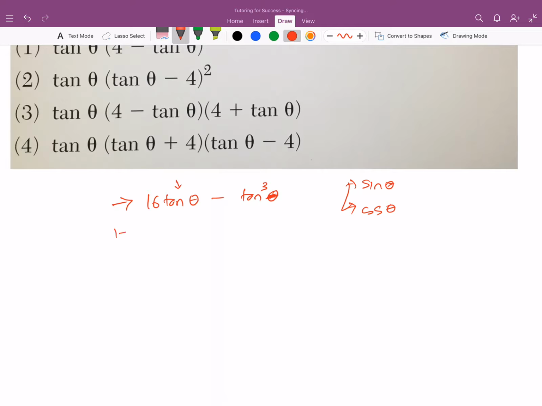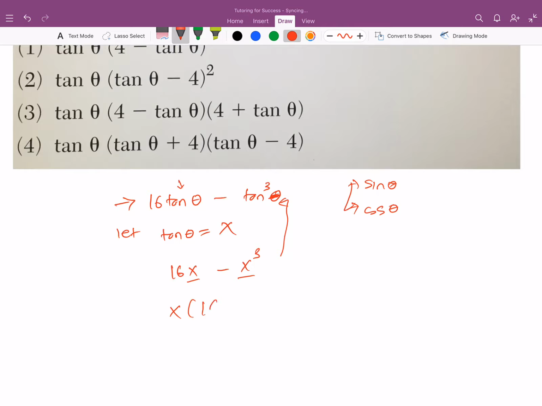You don't need to write all those letters. This is part of my teaching. So let's say tan theta is equal to x, which is pretty popular. So we have 16x minus x cubed. Would that be easier? Yes, definitely. It's much simpler than what it was. And right away you notice x can be factored out.